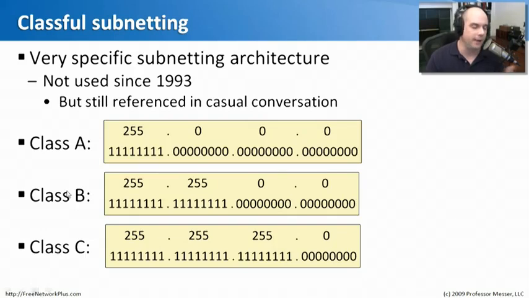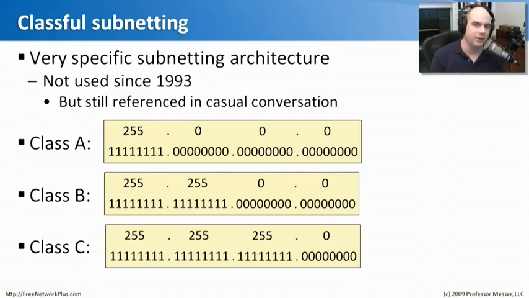For lack of a better name, but not very original, but it serves a purpose. Class A is a subnet mask called 255.0.0.0. Class B is 255.255.0.0, and Class C is 255.255.255.0. It used to be those were all the subnet masks that we would ever use on our networks.